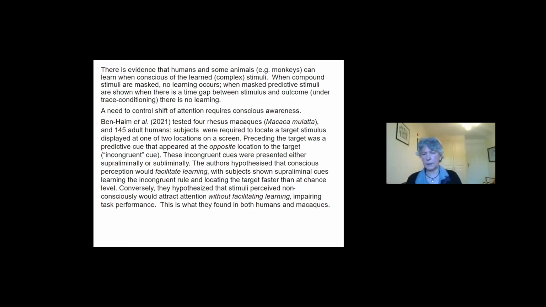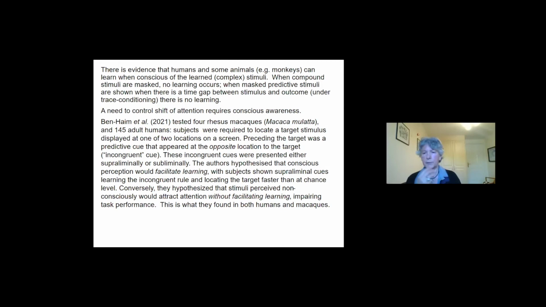What subjects were required to do was to locate a target stimulus displayed at one of two locations on a screen. And preceding the target, there was a predictive cue that appeared on the opposite location to the target. So it's an incongruent cue. These incongruent cues were presented either supraliminally or subliminally. Supraliminally means consciously. Subliminally means they were masked.